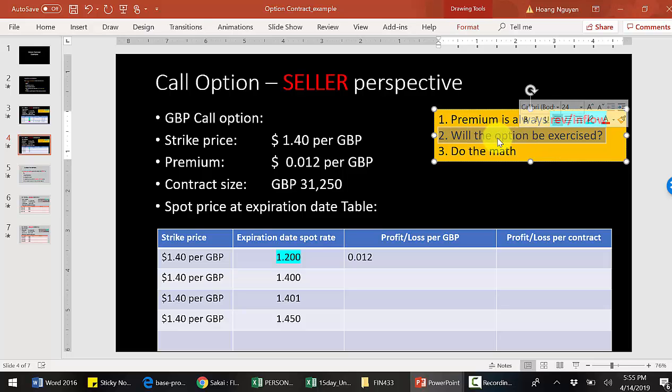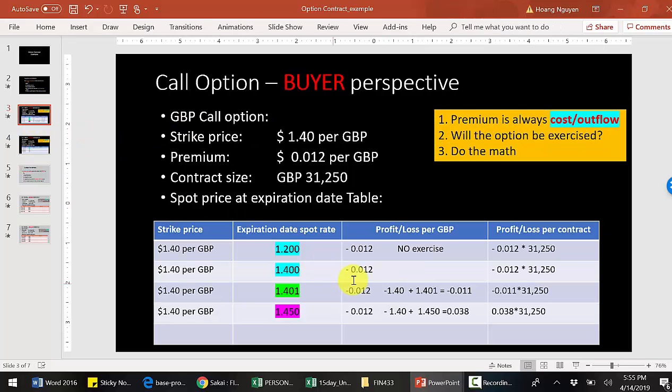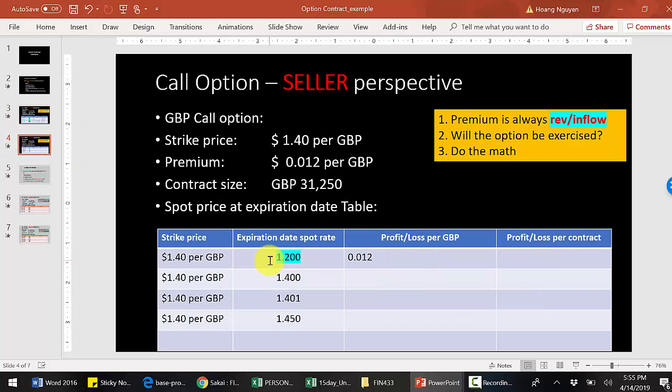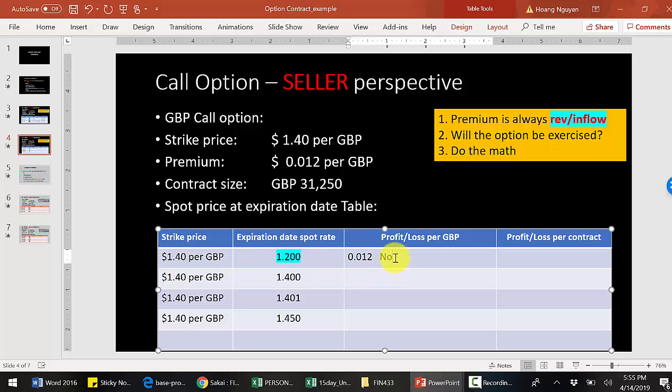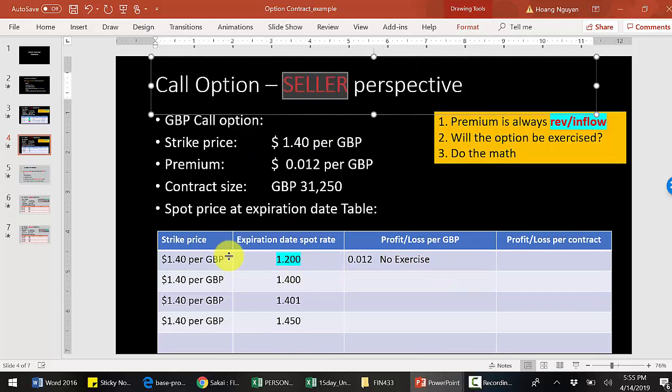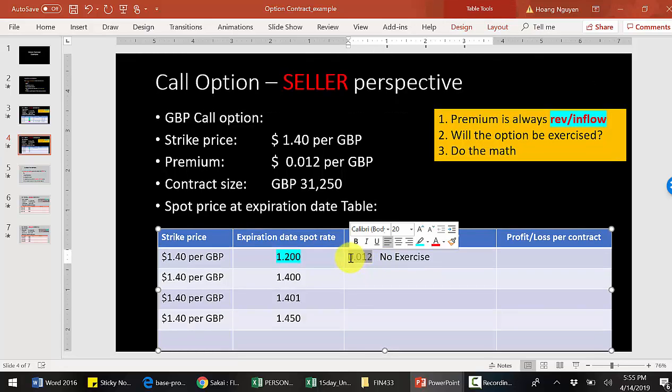Will the option be exercised? According to our previous analysis for the buyer, you know that in the first situation, the option will not be exercised by the buyer, right? Because the buyer can buy in the market for 1.20 instead of paying 1.4 according to the option. So in this case, no exercise, right? And therefore, the seller can keep all of the premium.